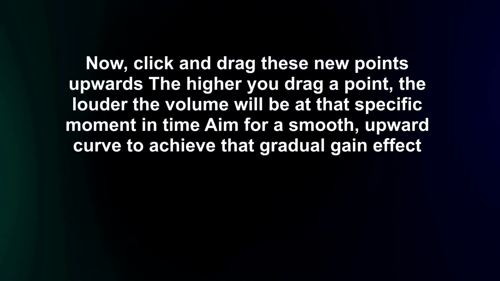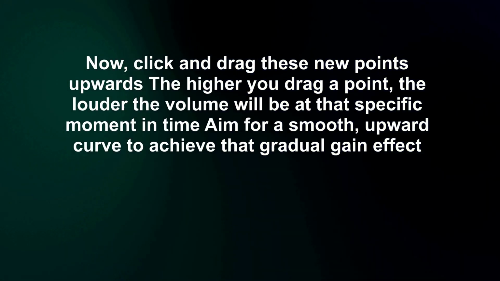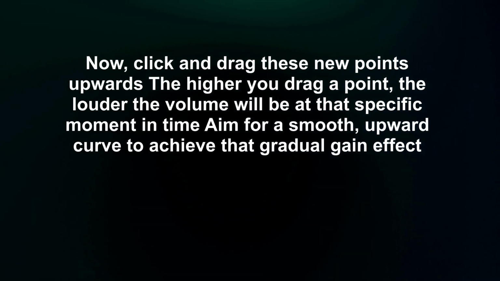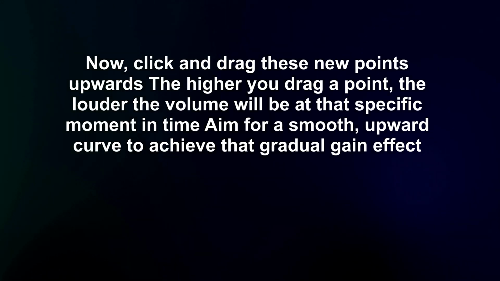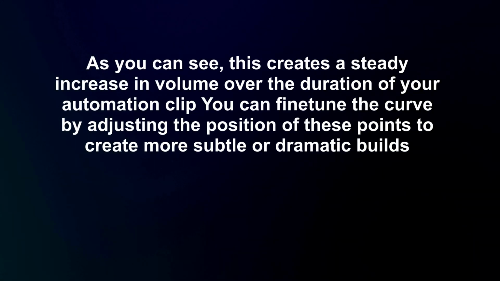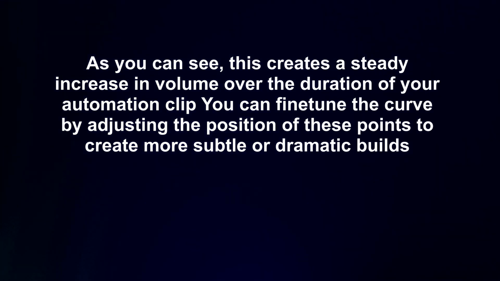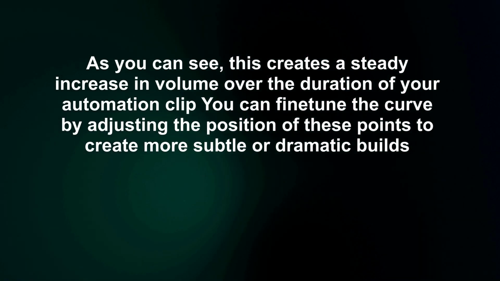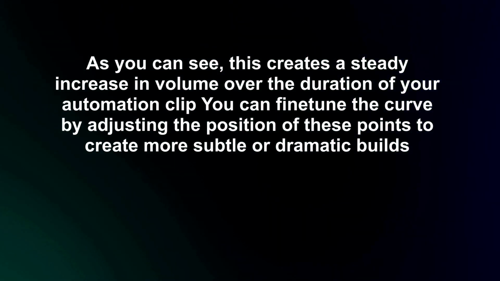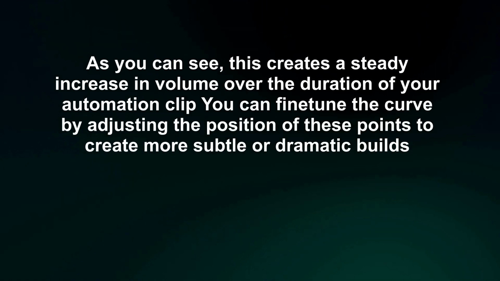Now, click and drag these new points upwards. The higher you drag a point, the louder the volume will be at that specific moment in time. Aim for a smooth, upward curve to achieve that gradual gain effect. As you can see, this creates a steady increase in volume over the duration of your automation clip. You can fine-tune the curve by adjusting the position of these points to create more subtle or dramatic builds.